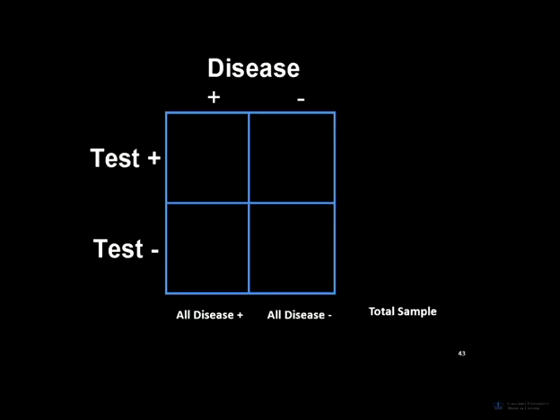Okay, so going down the columns, if I add up these columns, I'll have all people with disease in this first column and all people without disease in the second column. And people with the disease and a positive test result are true positives. With the disease, negative tests, it's a false negative. False positive, no disease, positive test. And negative test without disease is a true negative.